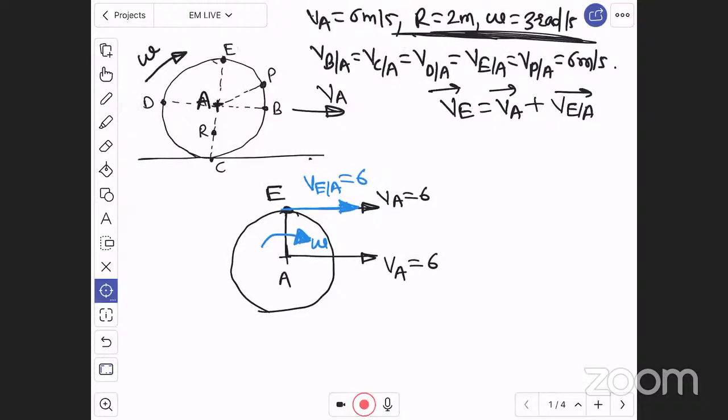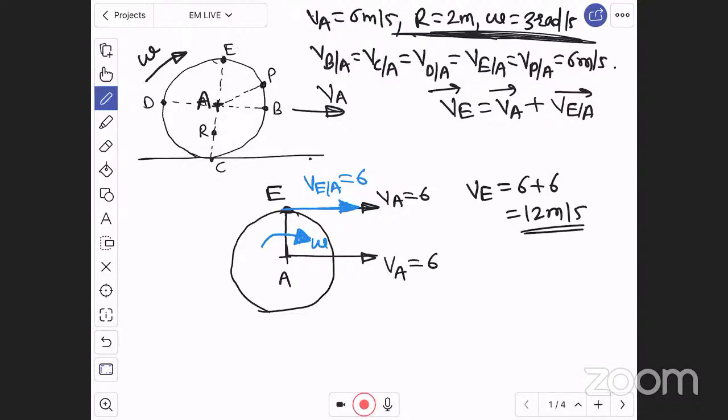Okay. Now, can you see here? Velocity of A is going towards right. Velocity of E with respect to A is also going towards right. Therefore, they will directly get added. एक ही डायरेक्शन में है तो डायरेक्टली ऐड करना होगा ना. Therefore, velocity of E is equal to 6 plus 6, which is nothing but 12 meter per second.